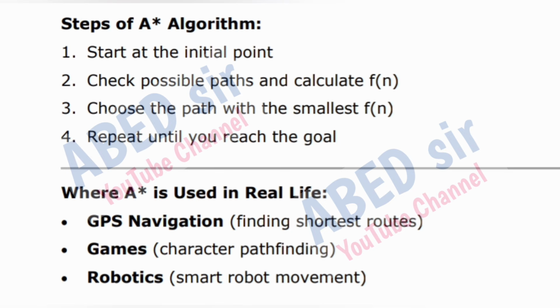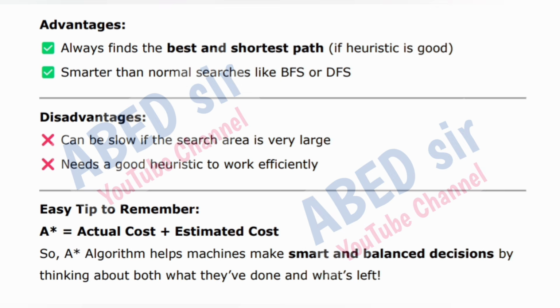Steps of the A* algorithm. 1. Start at the initial point. 2. Check possible paths and calculate f(n). 3. Choose the path with the smallest f(n). 4. Repeat until you reach the goal. Where A* is used in real life: GPS navigation, finding shortest routes. Games, character pathfinding. Robotics, smart robot movement.